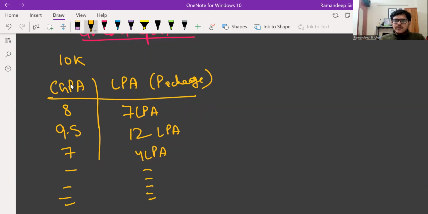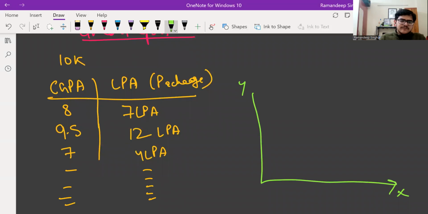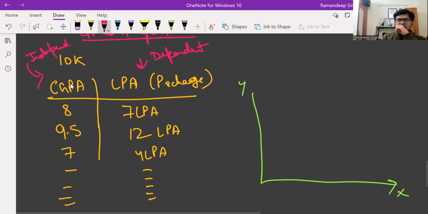So if we plot a scatter plot of it, basically a scatter plot is when we plot two numerical columns on an x and y plane. So this is our x and y plane. The x-axis represents the independent variable. What is independent here is the CGPA, and what is depending on CGPA is the package. So this is the dependent variable and this is the independent variable. We write CGPA here and lakhs per annum here.